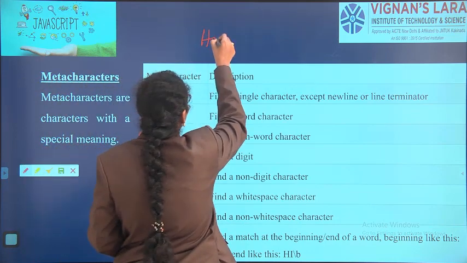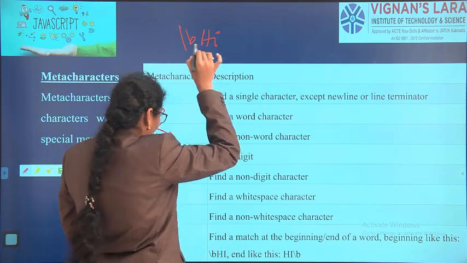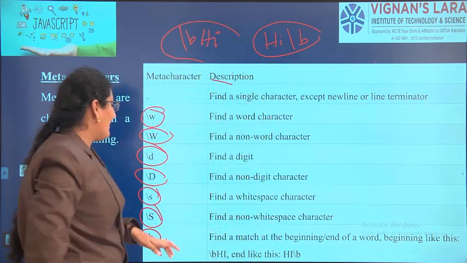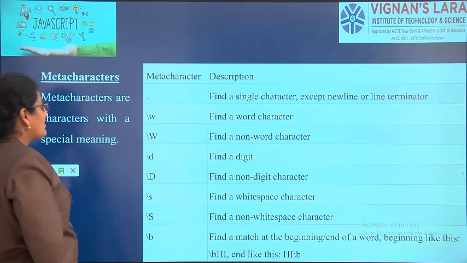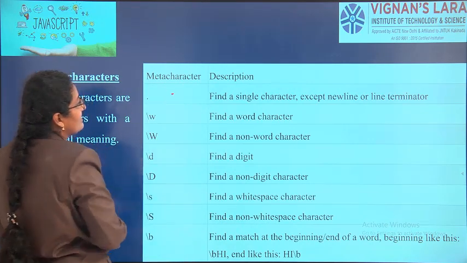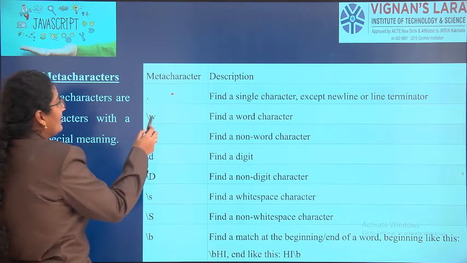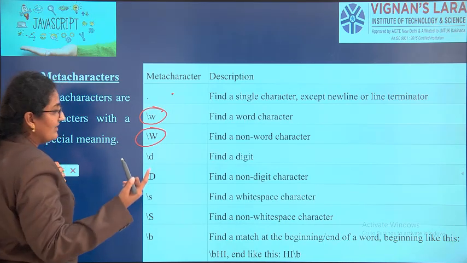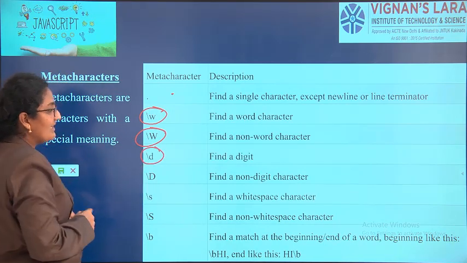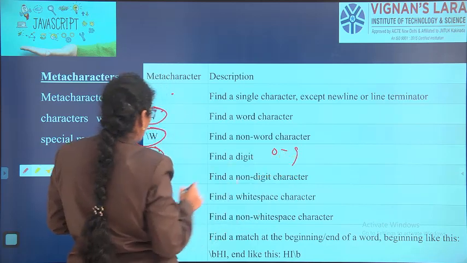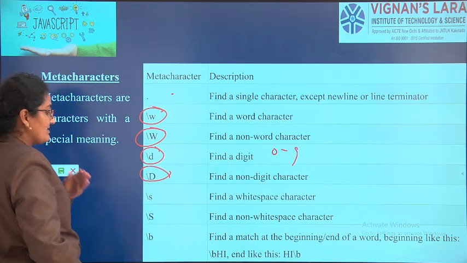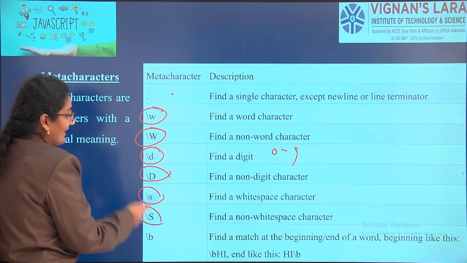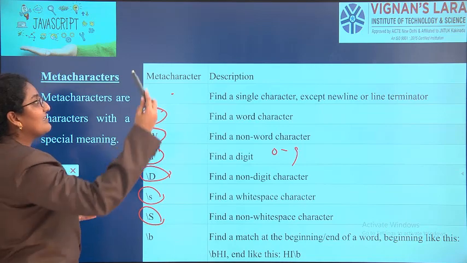If you have \bhi or hi\b, it means \b finds a match at the beginning or at the end. So see once again, full stop means find a single character except the new line. Slash small w, find the word character. Slash capital W, find the non-word character. Slash small d, find a digit, any one digit. Slash capital D, find other than digit. Slash small s, find the space. Slash capital S, find something other than space.